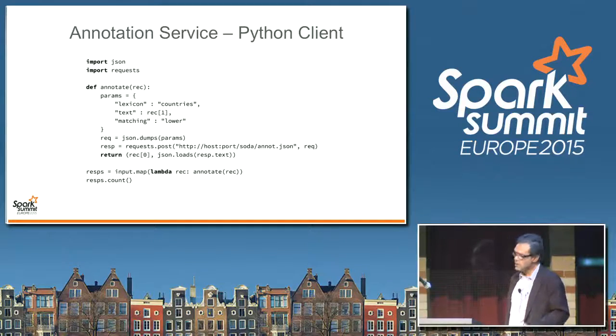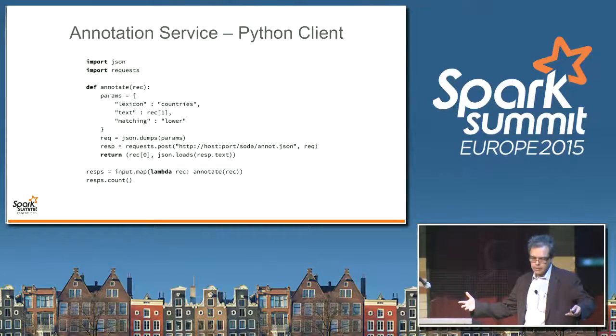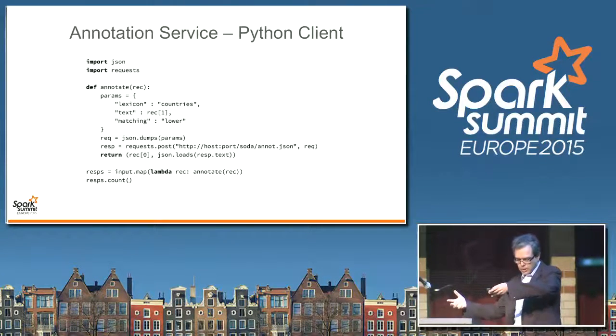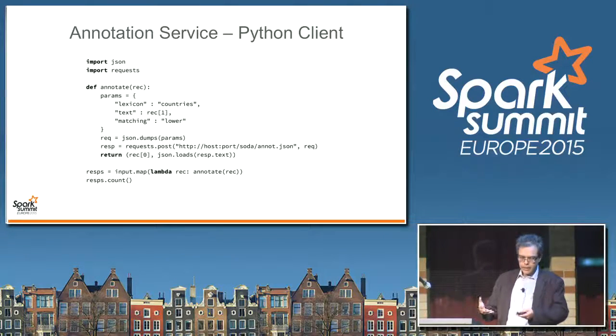So here's a Python client to do an annotation. If you go down to the last 2 lines, the input is an RDD of the document ID and the document text. You pass it through the annotate function here. And inside annotate, if you notice, it is basically just creating a map with 3 keys: lexicon, text, and the matching type, expanding it out into a JSON document, posting it to the server, getting it back, and parsing it back into a structure.